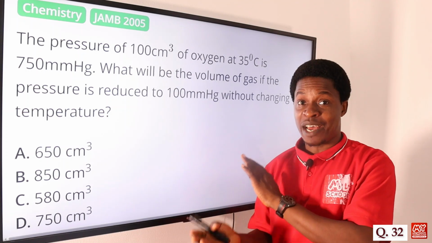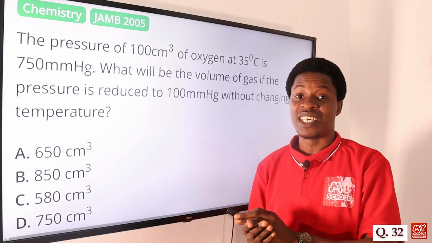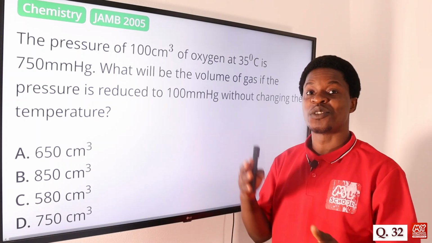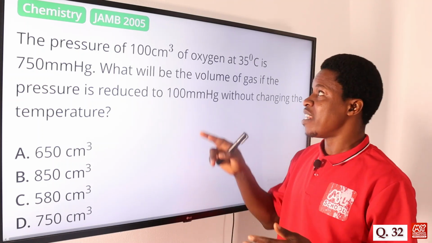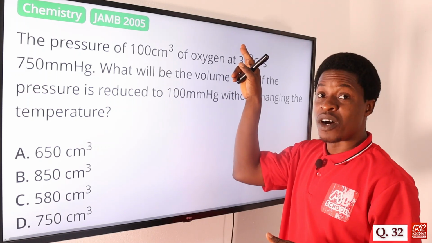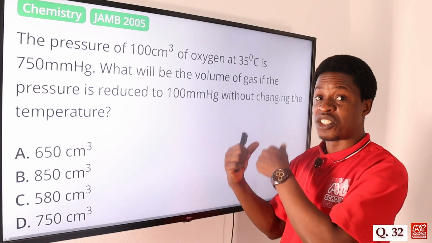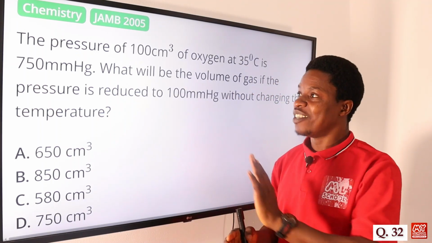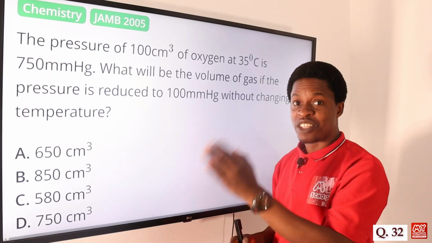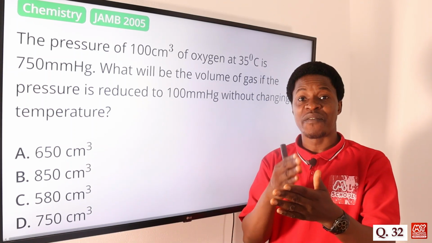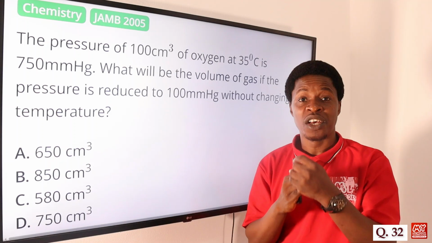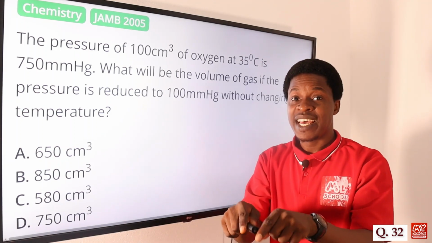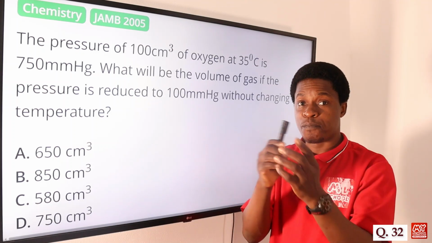Now don't forget this is JAMB, and you have to work smart. You can go on and begin to solve P1 V1 over T1 equals P2 V2 over T2, using this as T1, and because it may not change, for T2 you also use this. But if you are working smartly, you don't need to waste much time here. What does Boyle's law state? It says that the volume of a given mass of gas is inversely proportional to the pressure, provided temperature remains constant. So it's looking at a relationship between P and V, pressure and volume.